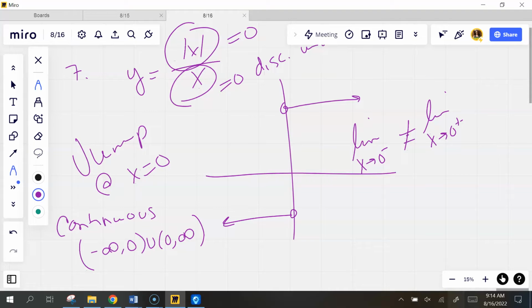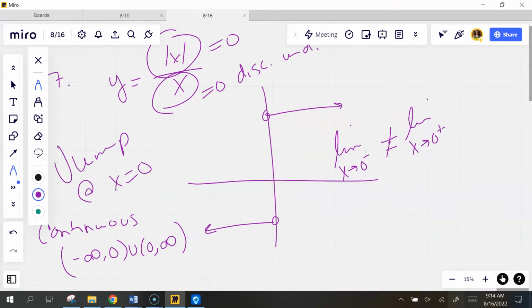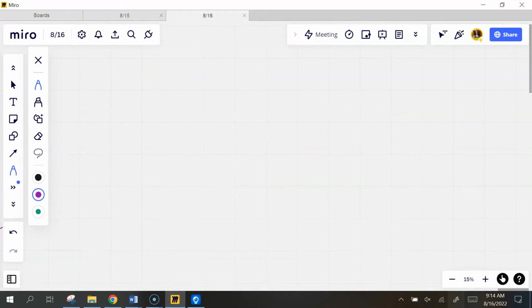No, I was just telling you that. You just have to say that it's discontinuous. Let's see. How about this one?